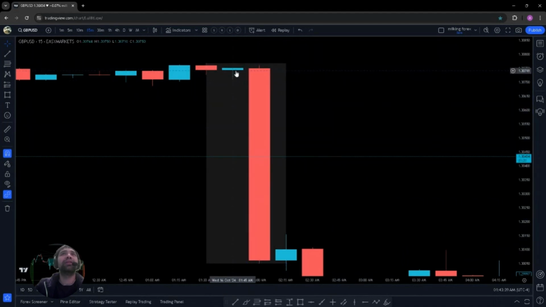Now you see, this is a bullish candle. It has a low point here and it has a high, but the high and the closing price are around the same. You need to see here: this is the open price, this is the high price, this is the low price, and this is the close price. What is the close price? The close price is 1.30750. And what is the high price? The high price is the same as the close price.